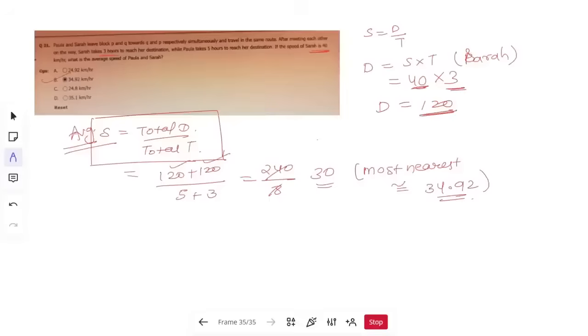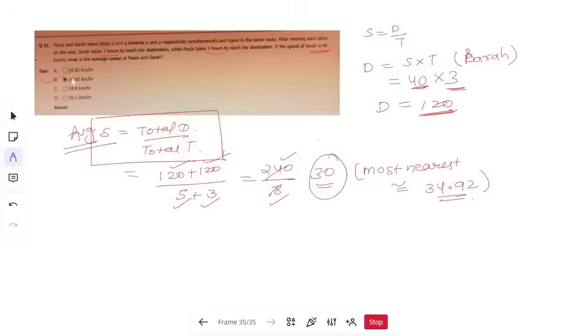In the question it is given that Sarah takes 3 hours to reach and Paula takes 5 hours to reach. So we will sum up those times also, that is 5 plus 3, so we will get 8. On top we will get 240 and below we will get 8. When you cancel it, you will get the value as 30, which is the average speed.